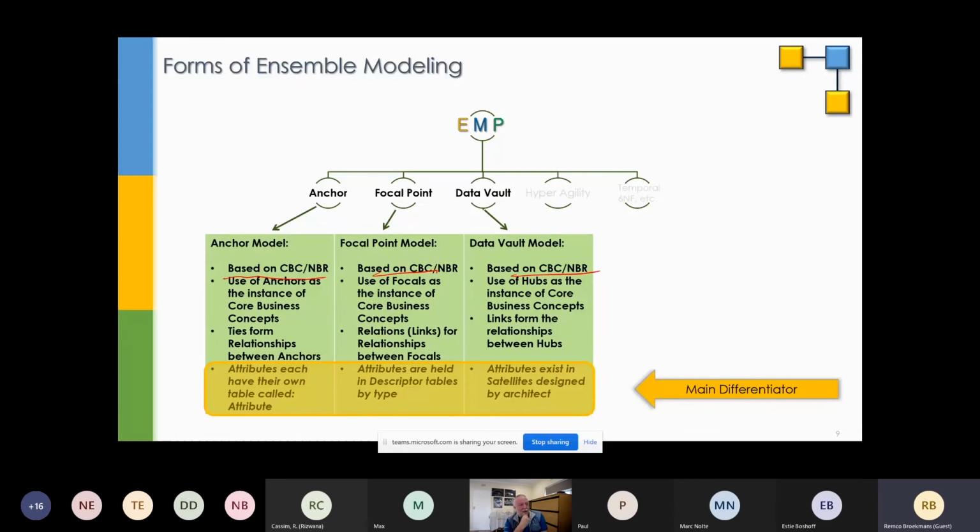I always refer to focal point as a data vault with a very strict way of how to store your attribution. And by the same token, anchor modeling has a very strict way to store. Well, there's the temporal effect next to it. Yeah, but it's very, very interesting.